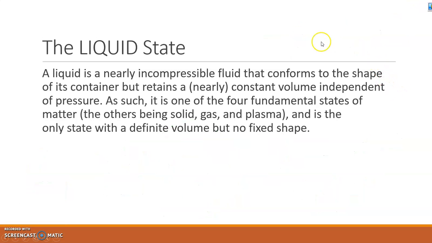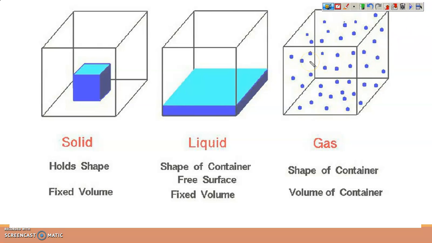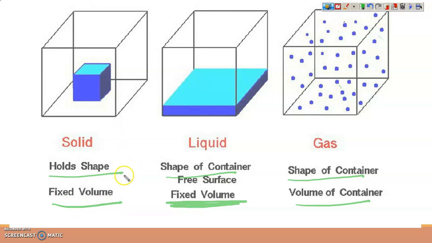So now we have looked at all three states of matter. Now I will show you a picture of what I told you: gas particles are far apart. Gas takes the shape and the volume of the container, but liquid takes the shape of the container while having a fixed volume. Solids have fixed shape and fixed volume, while gas takes everything according to the shape and size of the container.